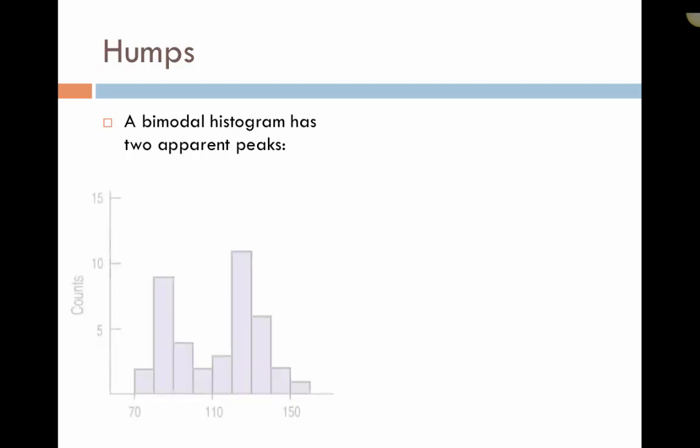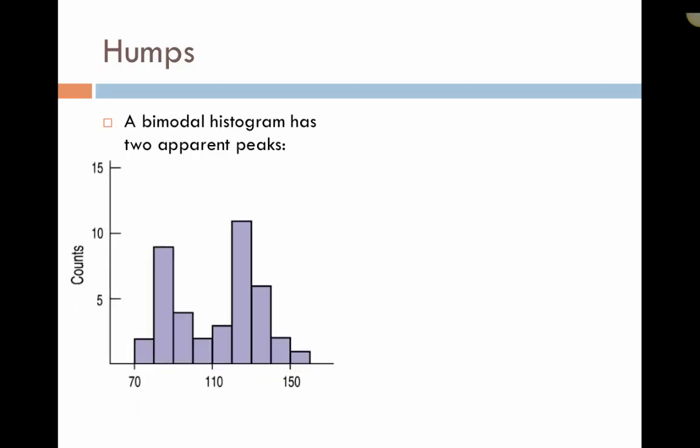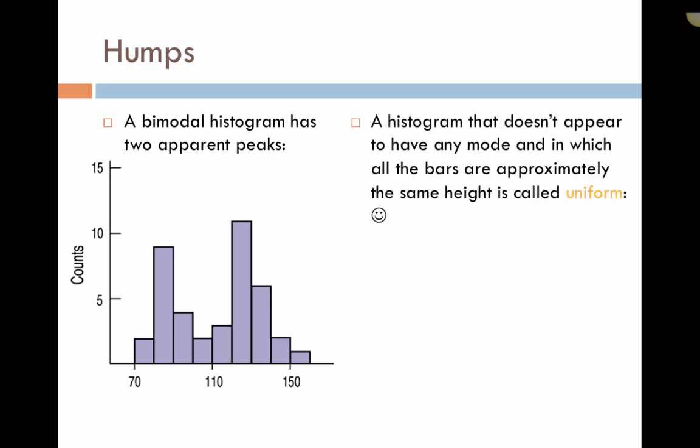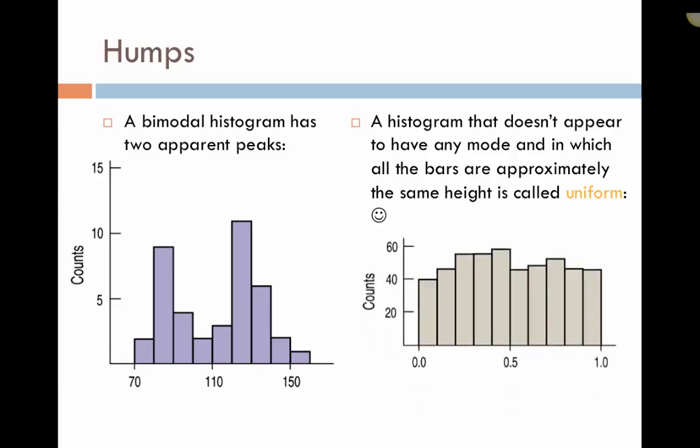So a histogram that is bimodal has 2 apparent peaks. Here we can see that there is one mode right here and one mode right here. This gives us 2 distinct peaks, making this histogram bimodal. A histogram that doesn't appear to have any mode, meaning all the bars are approximately the same height, is called uniform. For example, here we have no actual apparent mode, and most of the bars are roughly the same height, so that would be considered uniform.